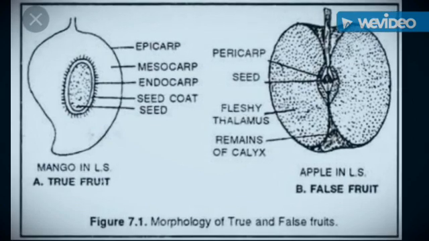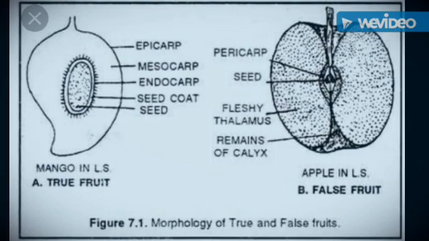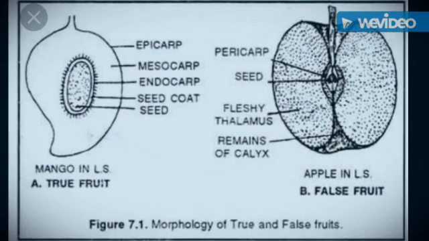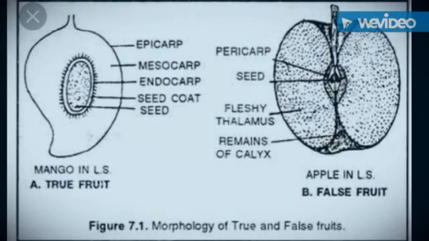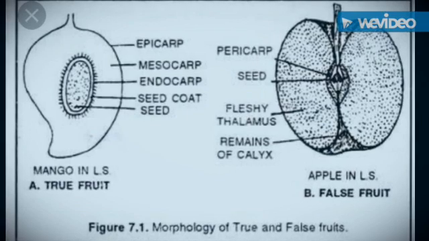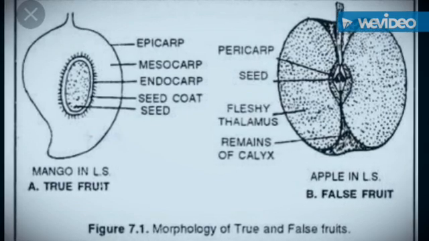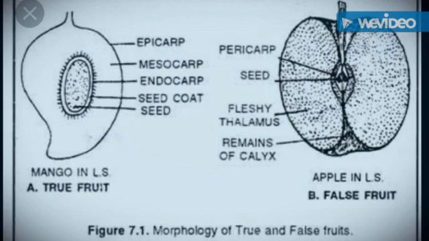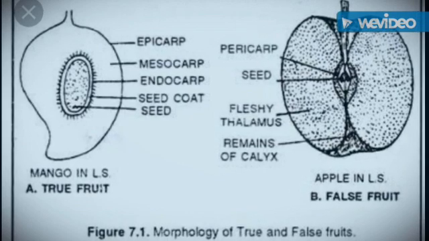Now on the right hand side you can see a false fruit, which is actually apple, which we have learned before only. So it shows the labeled parts. Now I think you are quite clear with what is true fruit and what is false fruit. Now I am going to show you the parts of fruit.